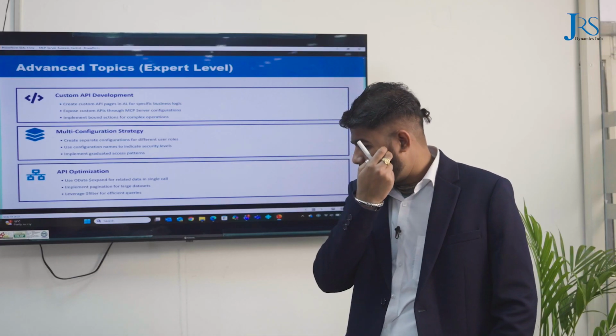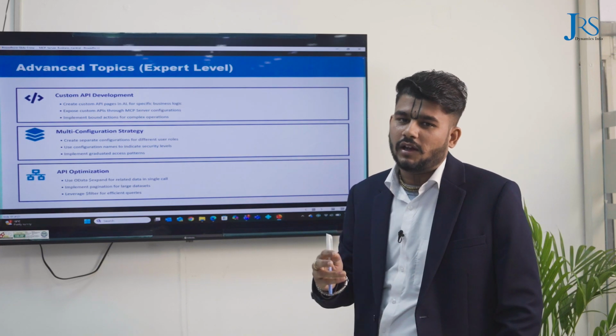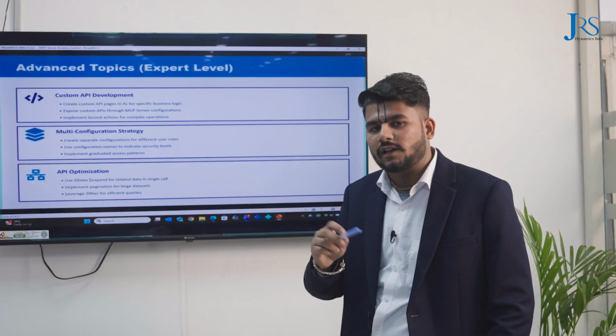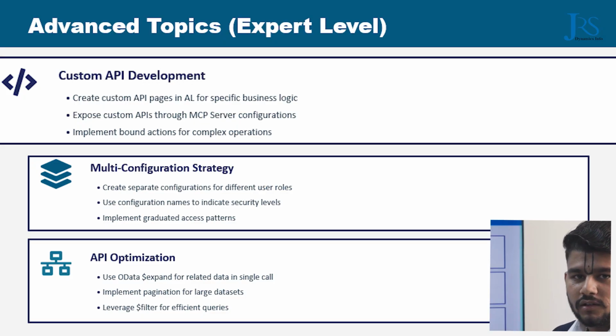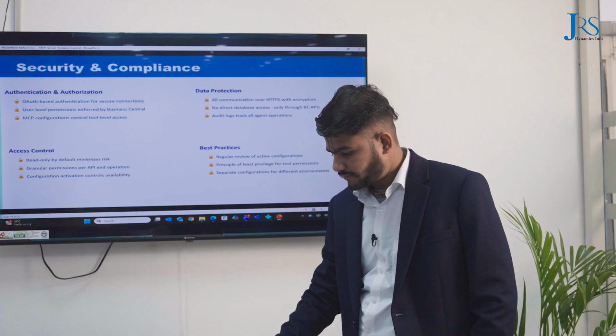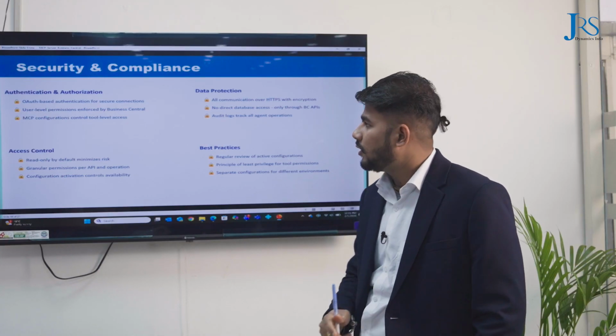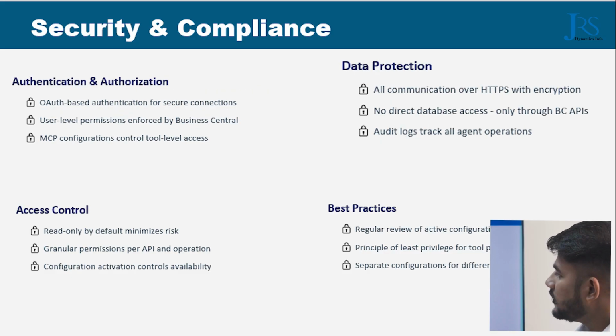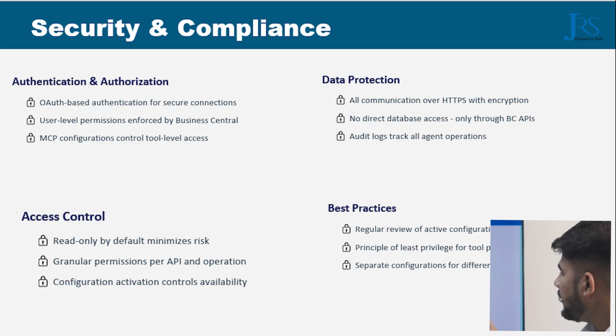Now, what are the advanced topics you can say? This is the overview, and you might have the screen in parallel so that you can see the steps I have followed to create it in Business Central and Copilot Studio. Now, you can create custom API development. You can configure the multi-strategy kind of thing, and you can also optimize your APIs based on that. Now, the security and compliance I have already talked about. You should have authentication and authorization based on that. Data protection is totally feasible in this, because there are audit logs and tracking of the agent logs, what the agent is doing. You can have all the track records of that. Nothing is blindfolded here, and you have access control for APIs and everything.